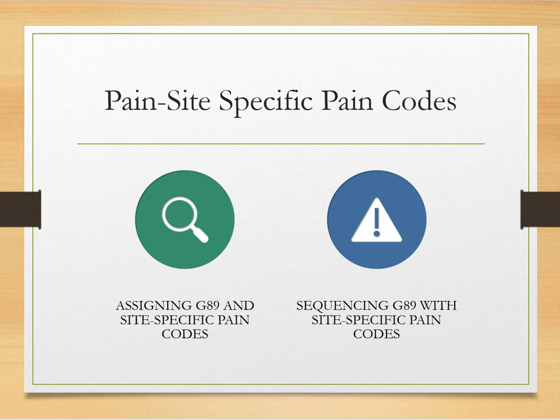Lastly, if the encounter is for any other reason except pain control or pain management, and we don't have a related definitive diagnosis that's established by the provider, here we're going to assign the site-specific code first, followed by the G89 code. So very important to know how we should be sequencing our codes.